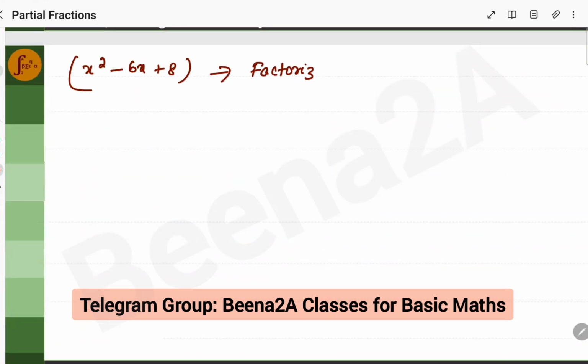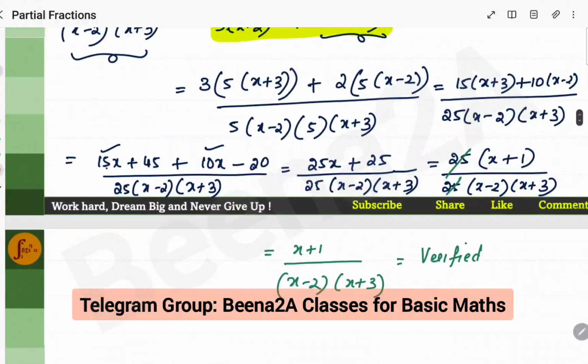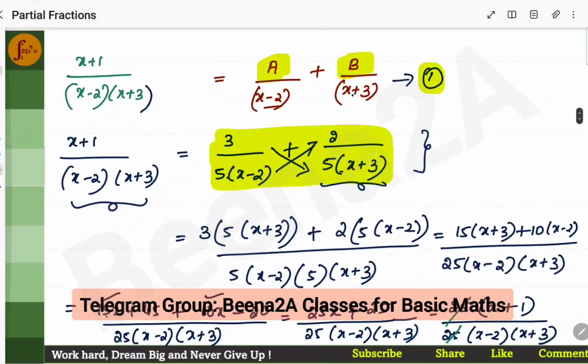Right? What is the sum? 3x plus 1 by x square minus 6x plus 8. Right? Now we will have to factorize this. Factors means you want to bring it into the form of linear equations, like x plus 1 into x plus 2. Like this we want to represent, like the first example. If you notice the first example, this is linear equations. We have to put the denominator in this form.